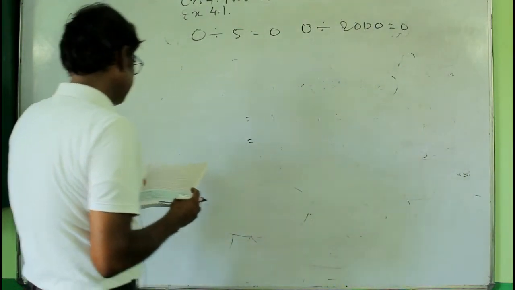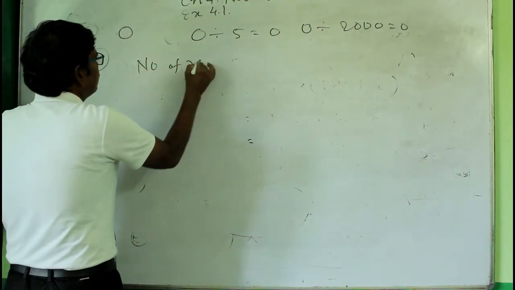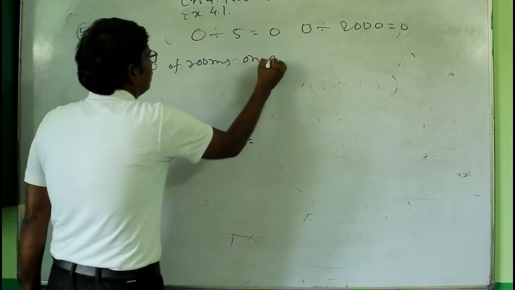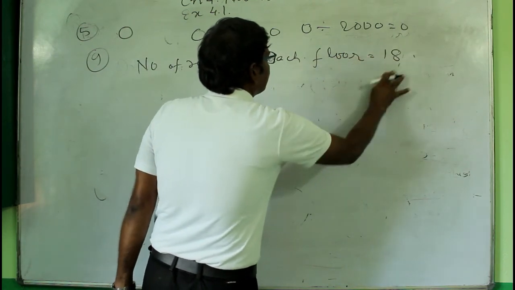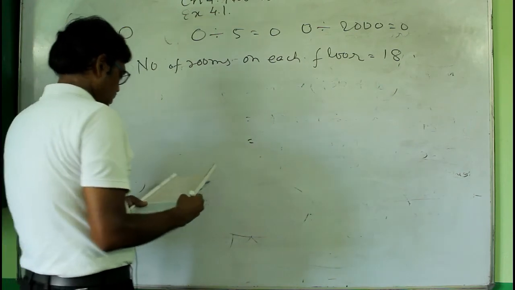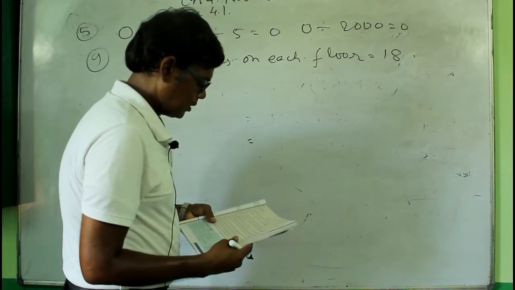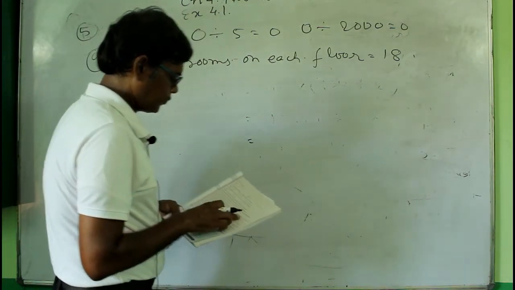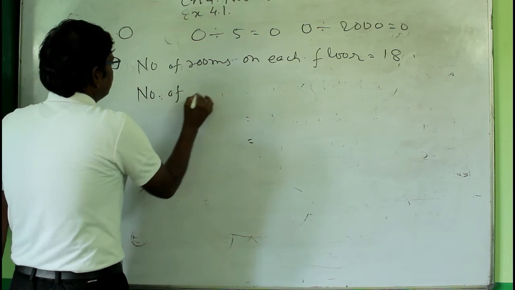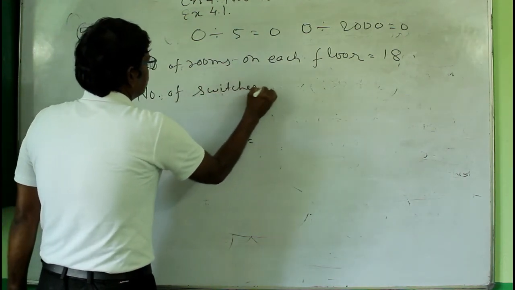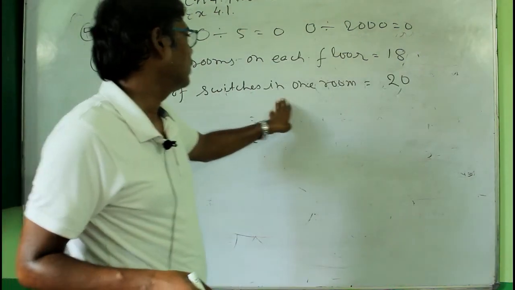So first, write here: number of rooms on each floor equal to 18. Okay, number of rooms on each floor equal to 18, and the number of switches in one room equal to 20.